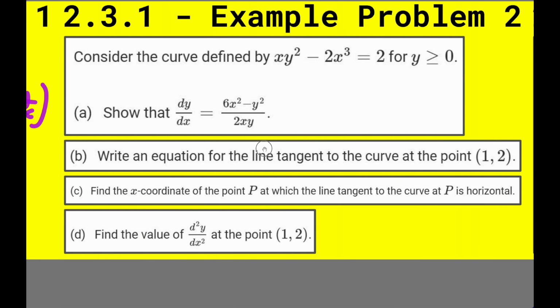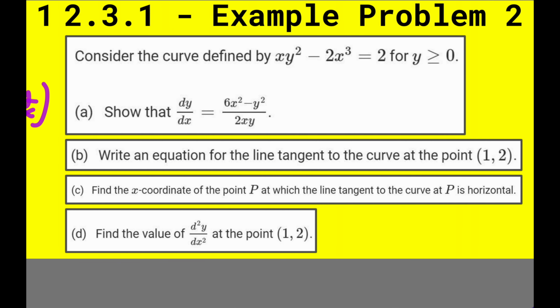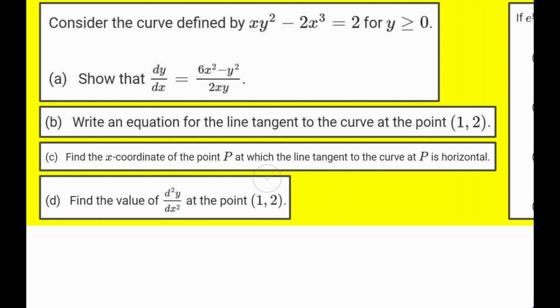Here we go. Example problem number 2. Holy cow, this is a lot of parts. For part A, it says consider the curve xy squared minus 2x cubed equals 2 for y is greater than or equal to 0. Show that the derivative is equal to this. All right, so for part A, all we need to do is show that the derivative is equal to that. It basically gives us the answer already. We just need to do the derivative of A and make sure it matches. So it gives us the answer, we're just proving it. So part A.